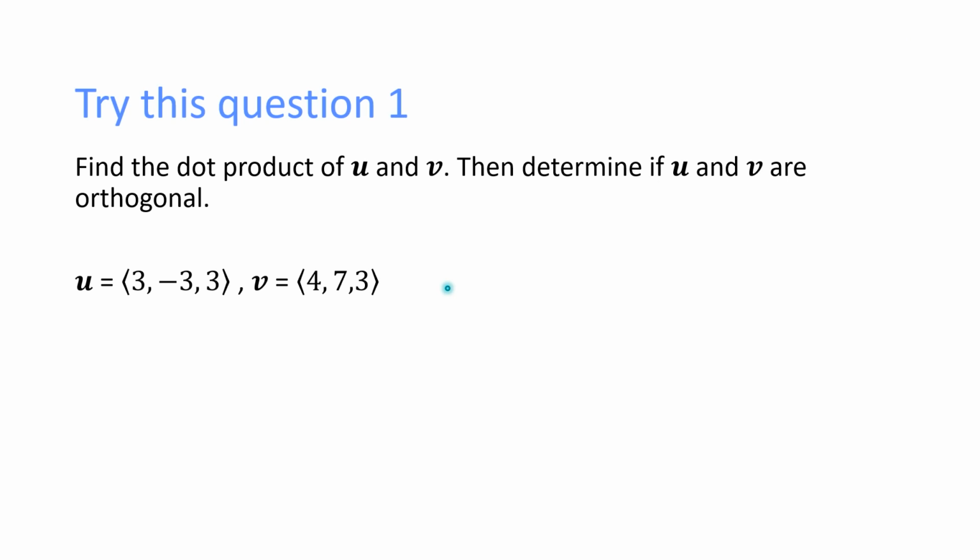You are attempting try this question number 1, and it's time to share the answer with you. You had to find the dot product of U and V and then determine if U and V are orthogonal. The dot product of U and V is equal to 0. And because the dot product is equal to 0, we can say U and V are orthogonal. If you would like more help on attempting this question, you can watch example 1 again, and that will give you the detailed working out needed to answer this question.